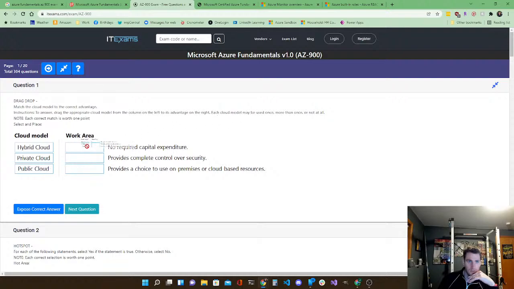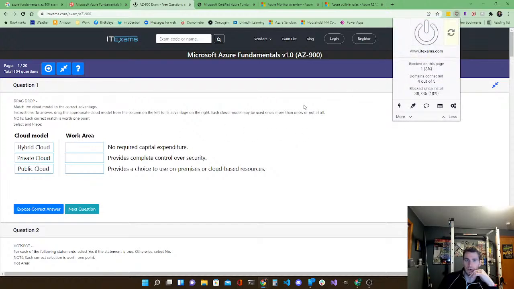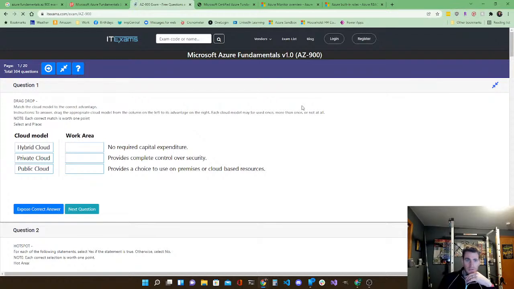Okay, why did that work then? Looks like it's not letting me select anything and drag anything anywhere. Might be my ad block. So let me just try to reload that, see what happens. Nope, just not working. Probably uses Flash. Alright, so we'll expose the correct answers in just a second.